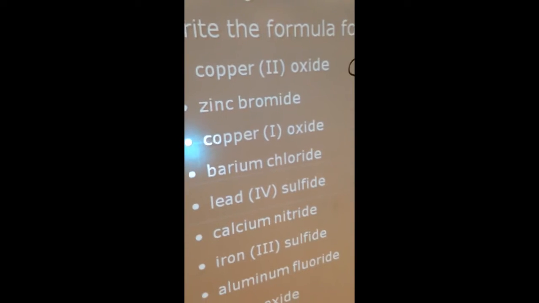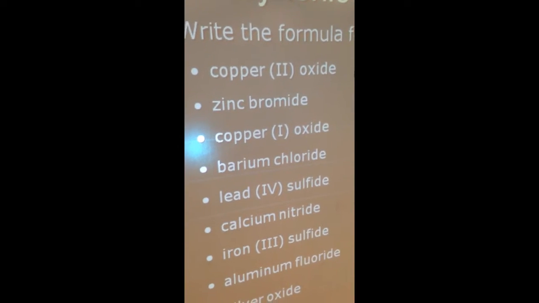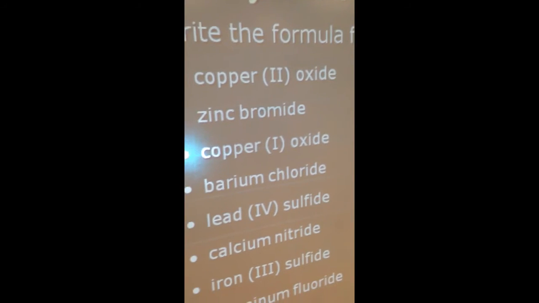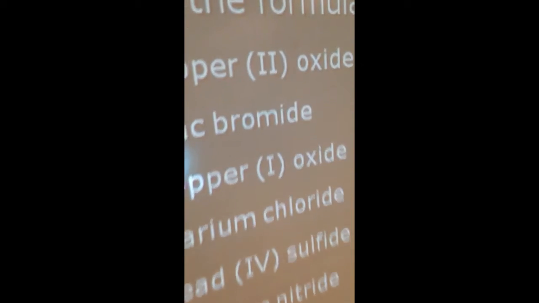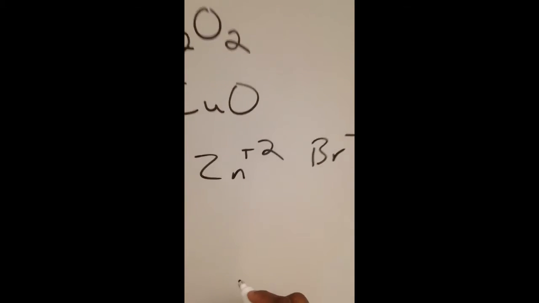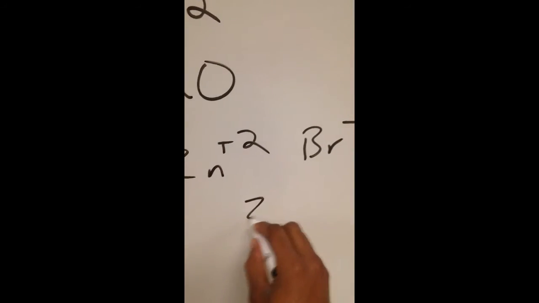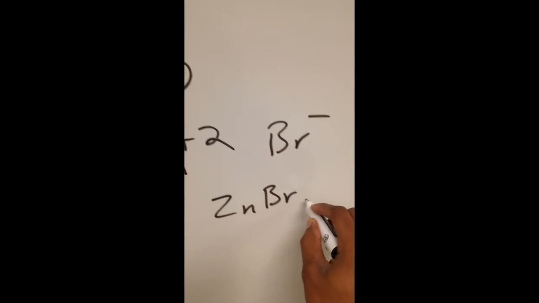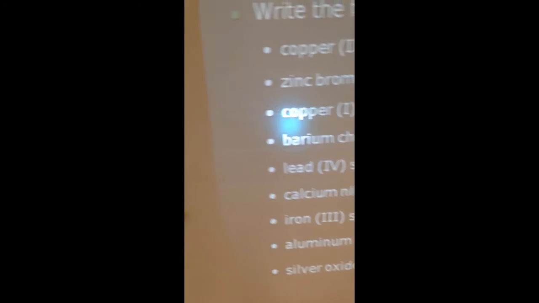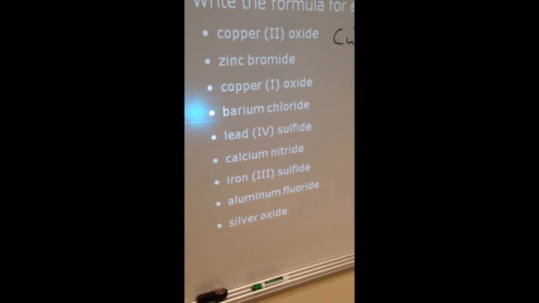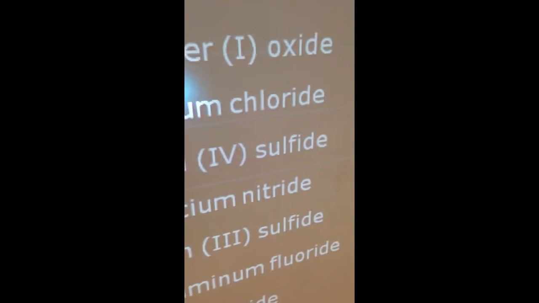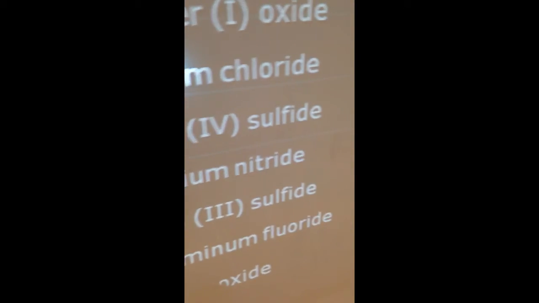Zinc bromide is pretty straightforward. You have zinc that has a +2 charge and bromine that has a -1. So you crisscross those: Zn +2 and Br -1. When you crisscross those, you'll get ZnBr2.